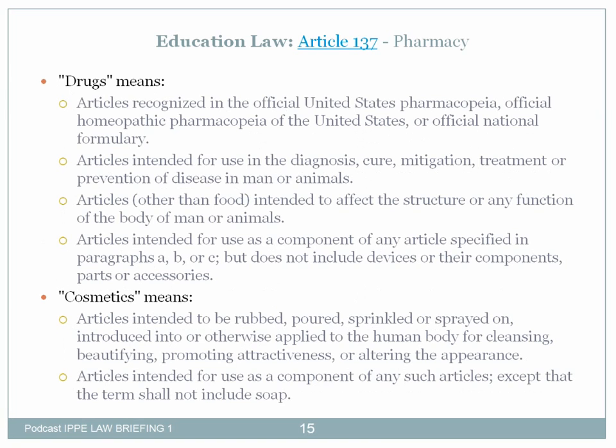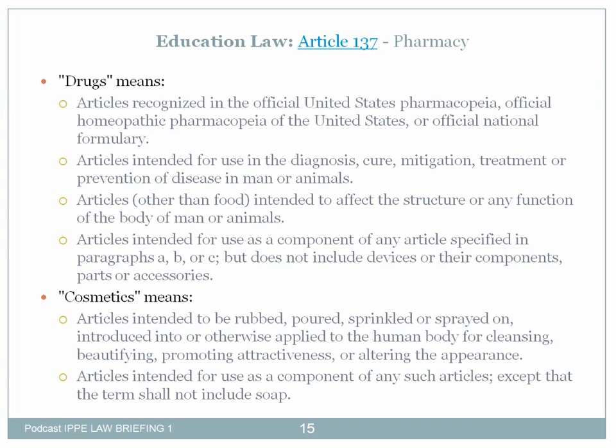Drug. This is very important. Articles recognized in the official United States Pharmacopoeia, official homeopathic Pharmacopoeia of the United States, and official national formulary. They are articles, and this is extremely important, articles intended for use in the diagnosis, cure, mitigation, treatment, or prevention of disease in man or animals.